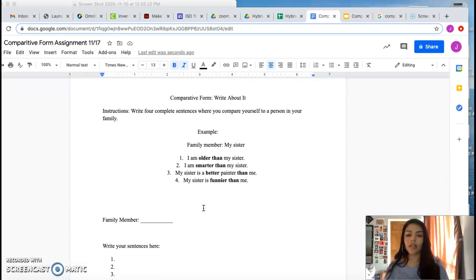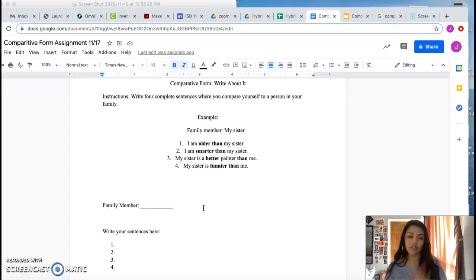The last part is you have to write 4 sentences where you compare yourself with somebody else in your family. Okay. So, for example, I chose my sister. And that's what you're going to put here, family member, who you chose. And then you're going to write about it.